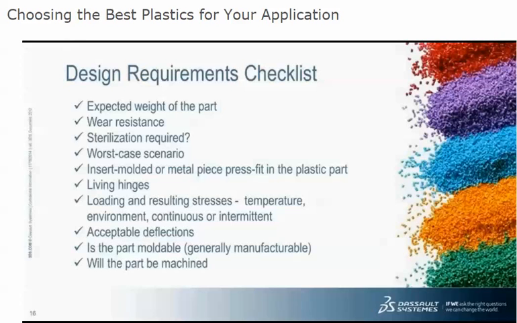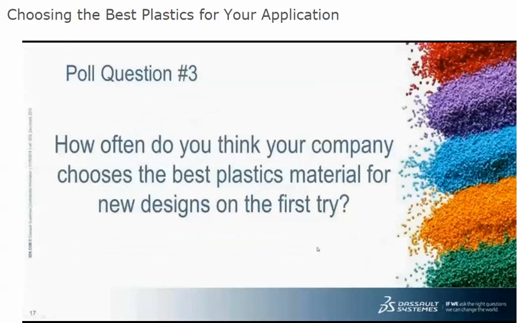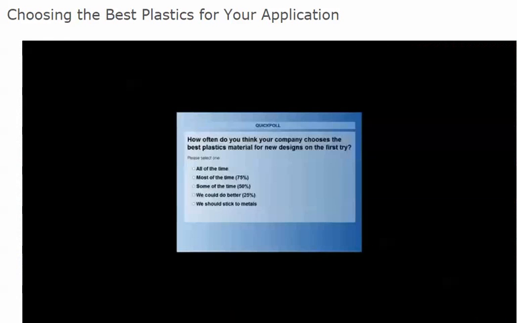With that, I'm going to hand it back to Cliff for the final poll question related to plastics. Excellent. So when finalizing your choice of plastic materials for a given end-use application, how often do you think your company picks the best material on the first try? Is it all the time, most of the time, some of the time? We could do better. And, of course, we should stick with metals.